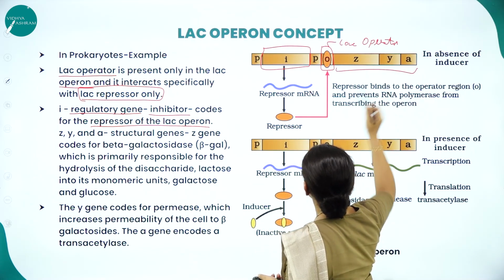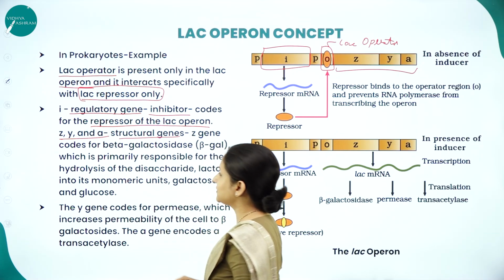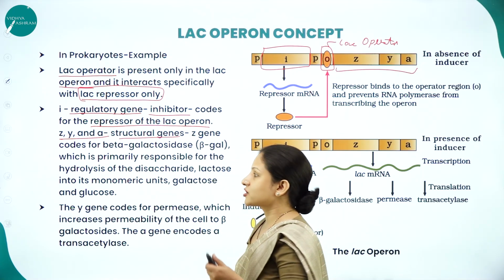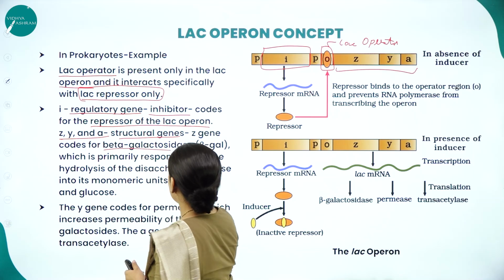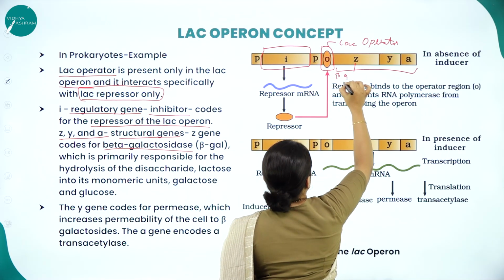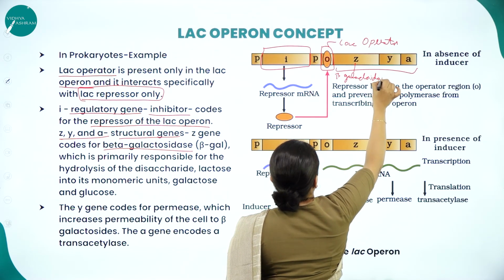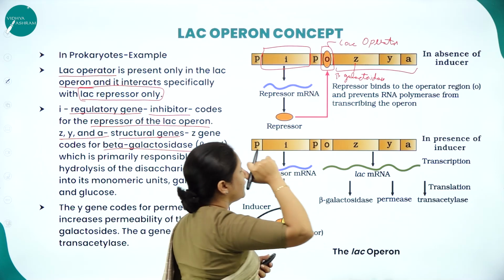Next come the structural genes. The structural genes Z, Y and A. So Z, Y and A are the structural genes. In that, the Z structural gene codes for beta-galactosidase. So Z codes for beta-galactosidase.